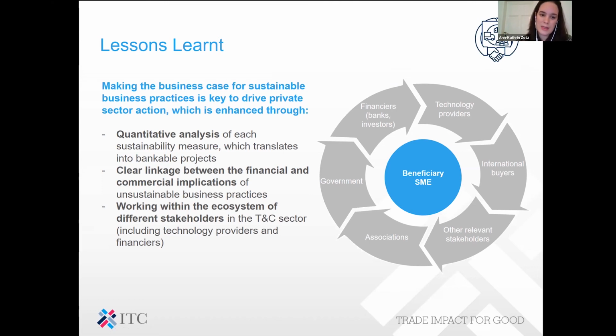Then we need a very clear linkage between the financial and commercial implications of unsustainable business practices, so losing market and not having access to finance if we continue with unsustainable business practice, apart, of course, from the adverse environmental impacts. And then finally, how important it is to work within an ecosystem. So as today, to have all actors around one table and really discuss the way forward is key. So we strongly want to encourage, again, the inclusion of technology providers and financiers in this discussion, especially when it comes to sustainability, as these are key to move forward. So with that, we can open up for questions, and thank you very much.